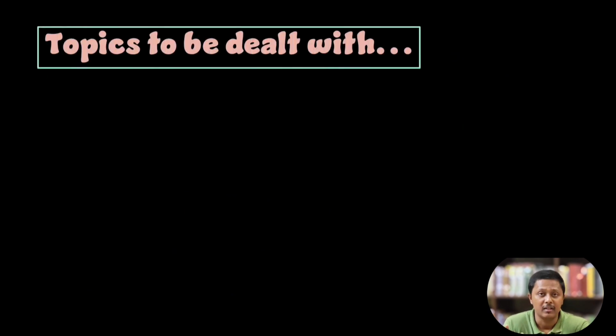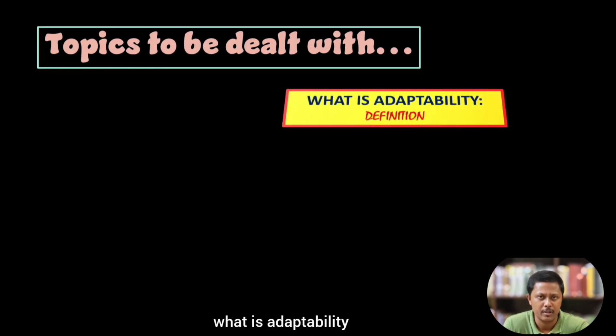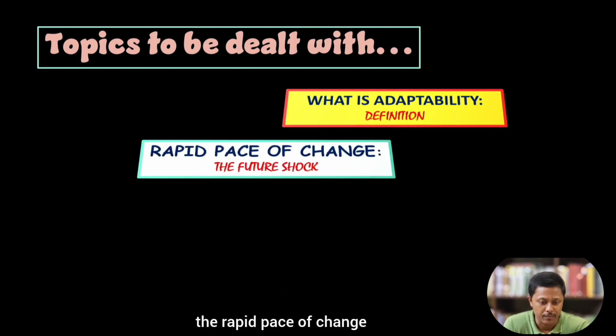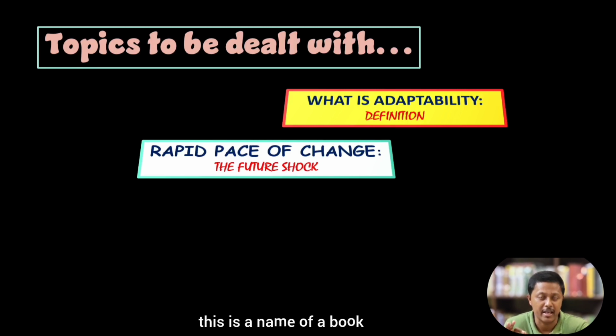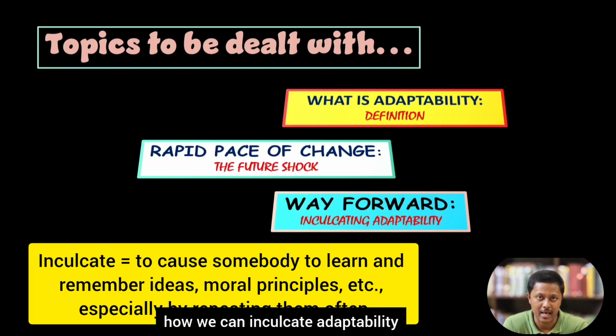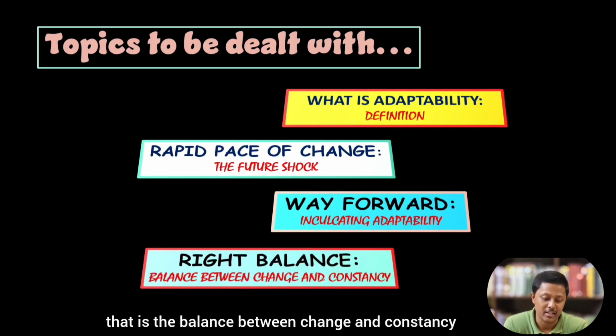In this segment, the topics that we are going to deal with are these: what is adaptability, where we have to understand the definition; the rapid pace of change, where we are going to learn about Future Shock, which is the name of a book, and what it is all about; the way forward, how we can inculcate adaptability; and the last part is the right balance, that is the balance between change and constancy.